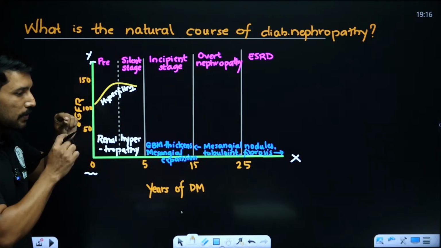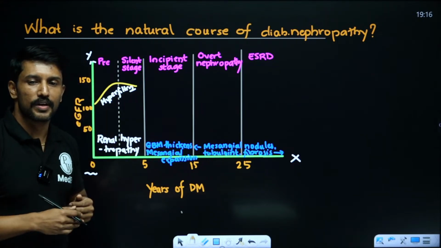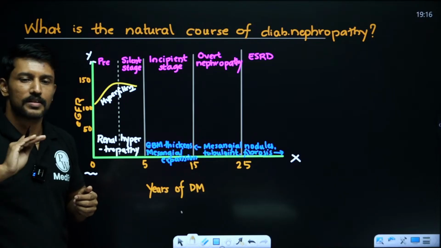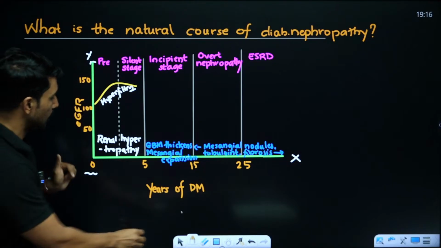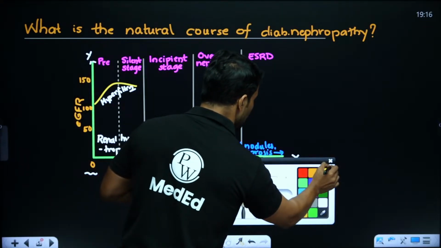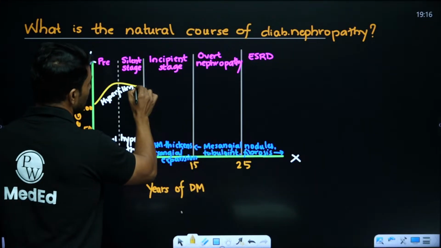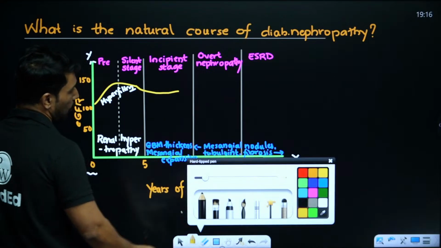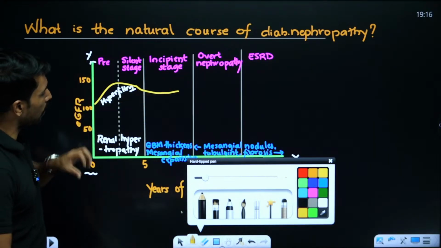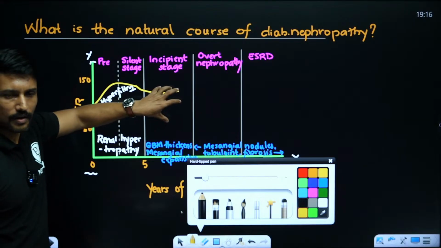But once the hyperfiltration starts causing the glomerular injury, then what will happen to the GFR? GFR had risen in the initial stages of diabetes, GFR is high. But once the glomerular injury starts happening, the GFR starts decreasing. So now it drops down, and when it has dropped down, the GFR might have come down to the normal range, that is like 90 to 120, normal range mein aa jayega.